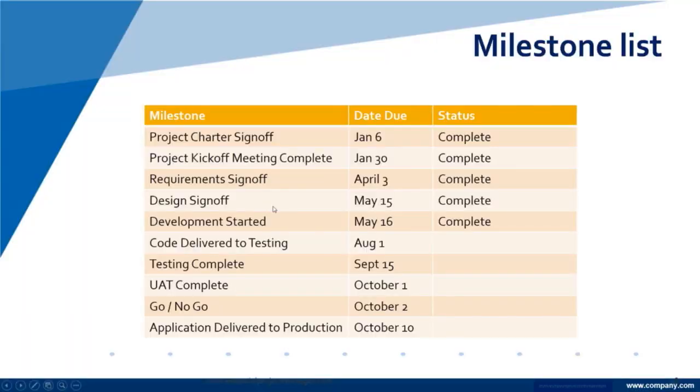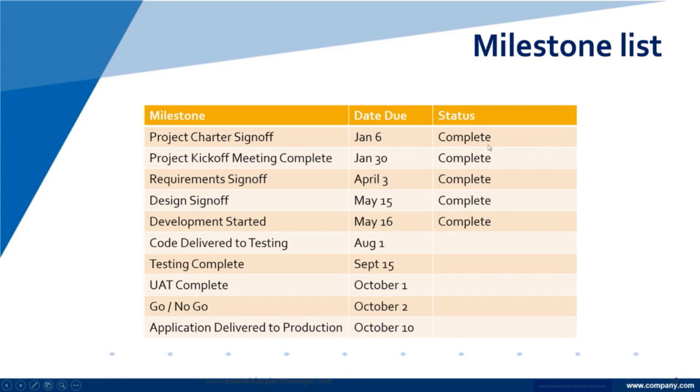Some organizations, I've been required to have milestones on a regular basis, as much as once or twice a month. I mean, it can be arbitrary-ish, if you will. Don't let that throw you. Understand that milestones are binary gateways. They're important events. They're critical events within the timeline. For instance, back to our chart, we have the project charter sign-off, January 6th.